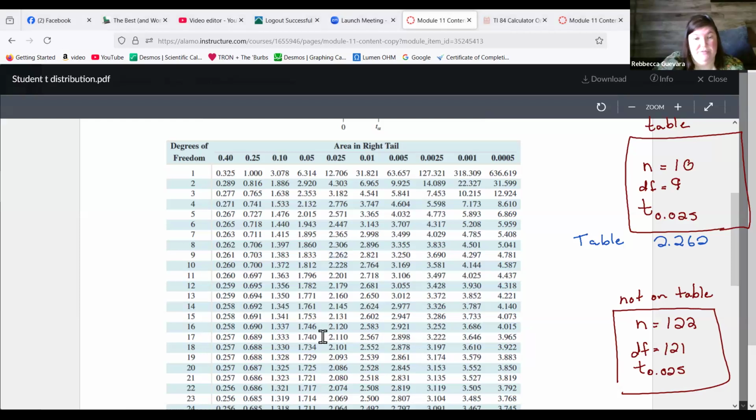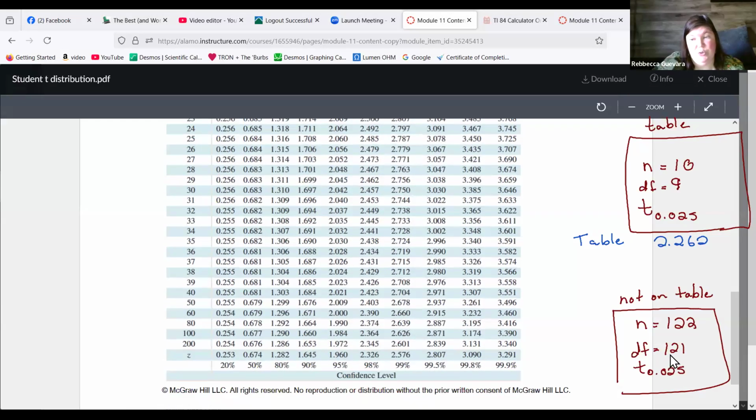This one is not. So if we're looking for 121 degrees of freedom, we'd have to use 100. And we'd have to look for that 95. So really, it's just going to be this score here. So we would get 1.984. So this is from the table. So this is why the calculator is going to be useful. For stuff that's not on the table, it's going to give me much better values.